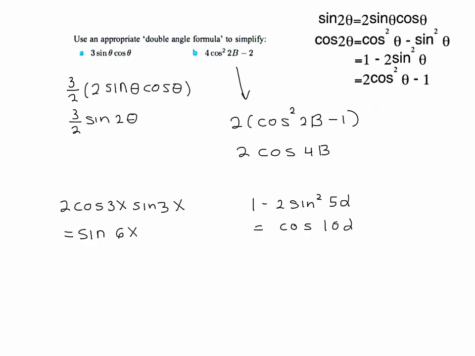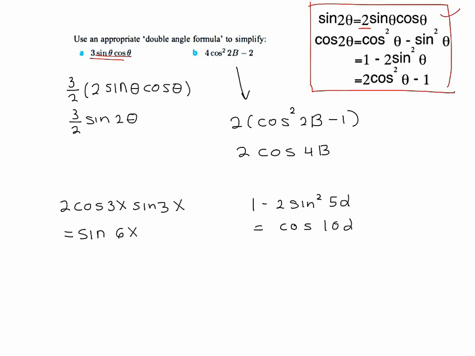Here I have provided the double angle formulas, so we will be using these to simplify the expressions. Use an appropriate double angle formula to simplify. We're given 3 sine of theta, cosine of theta. This one looks similar to the first formula. So we're going to think about how we can make 2 into 3 by multiplying by 3 over 2. So we get 3 over 2 sine of 2 theta.